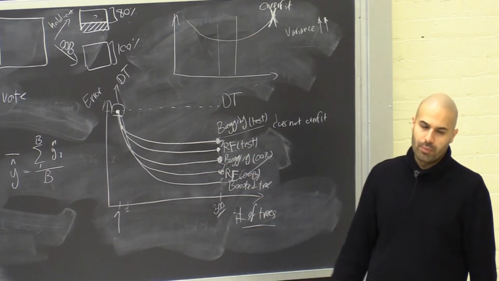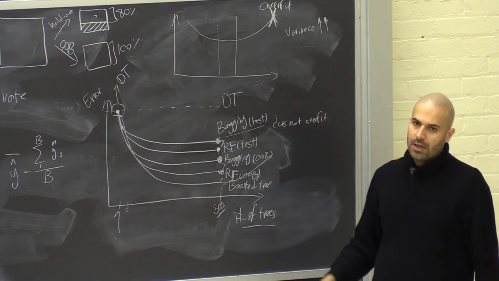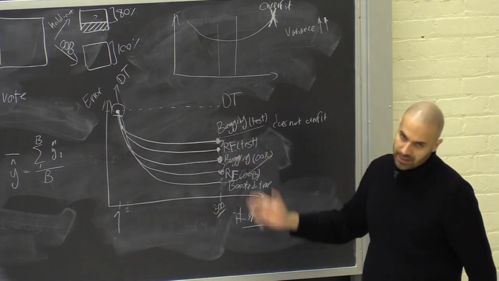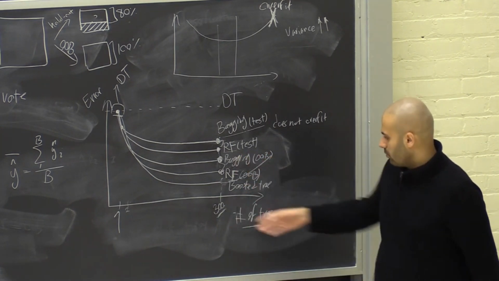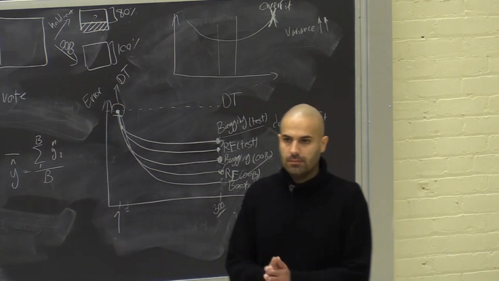That's why lambda is a more important hyperparameter, which defines the speed of learning, compared to the number of trees, which is about the complexity of the model. Because more trees means a more complex model. Any questions?